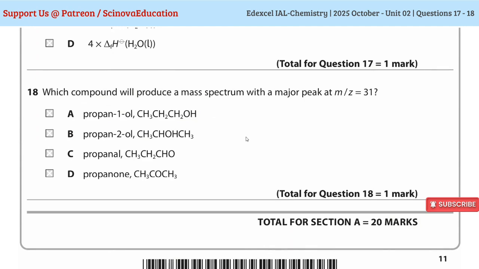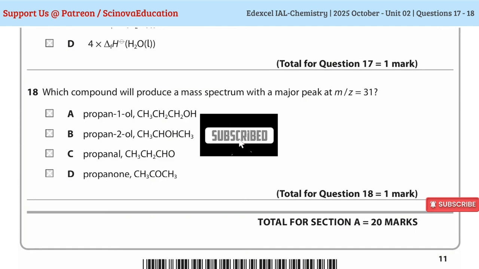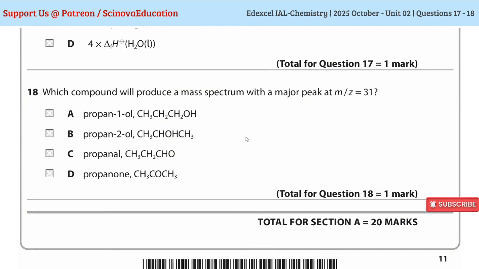Question 18. Which compound will produce a mass spectrum with a major peak at M divided by Z equals 31? If you look at all these molecules, the molecular peaks will be giving somewhere nearly 60. Therefore, we have to break all the compounds in a way that it gives 31.